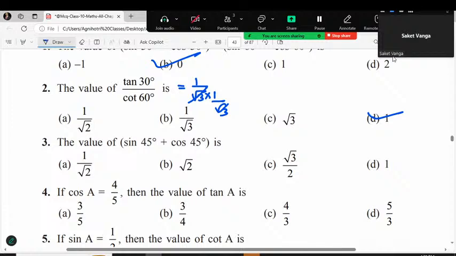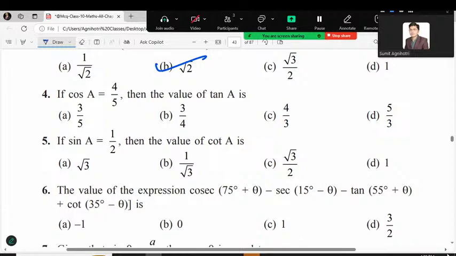So I got B. And then, sir, for question 3, I got B again. Sine 45 is 1 by root 2. Cos 45 is 1 by root 2. It is 2 over root 2, that is root 2. Yeah, it's correct, B is correct. Answer the 4th and 5th.